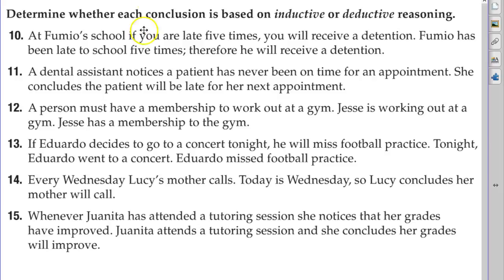So number 10, let's say at Fumio School, if you are 5 minutes late, you'll receive a detention. If you're late 5 times, not 5 minutes late. If you're late 5 times, you'll receive a detention. Fumio has been late to school 5 times, therefore he will receive a detention. That's deductive. Let's do the inductive in blue, and we'll do the deductive in green. So this is definitely deductive. If then, if happened, then happens.